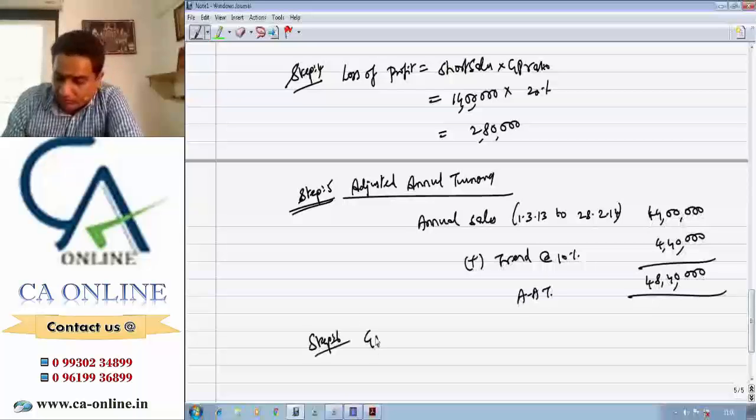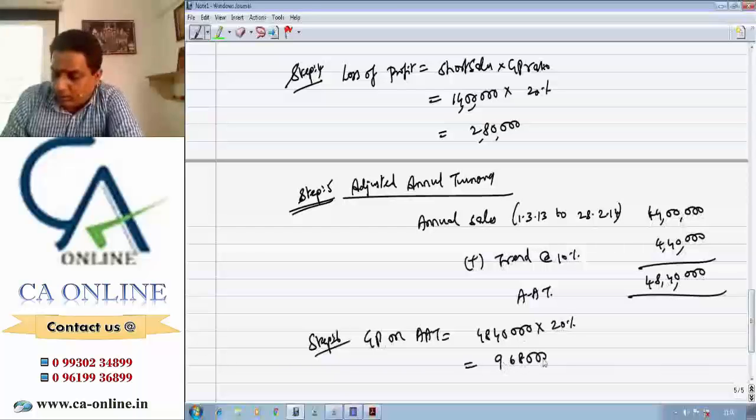Step 6, GP on AAT. It is 48 lakhs 40,000 into 20%, which is 9,68,000.